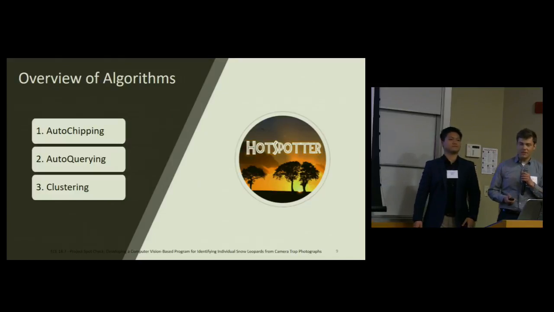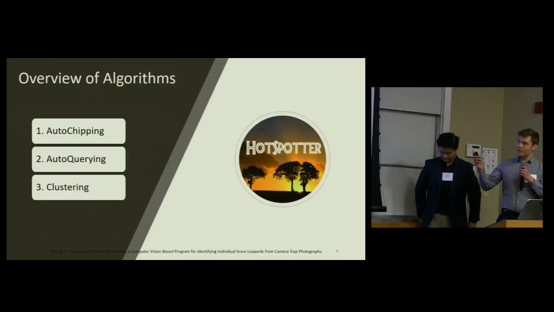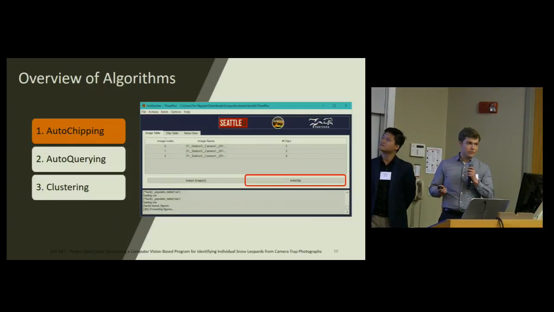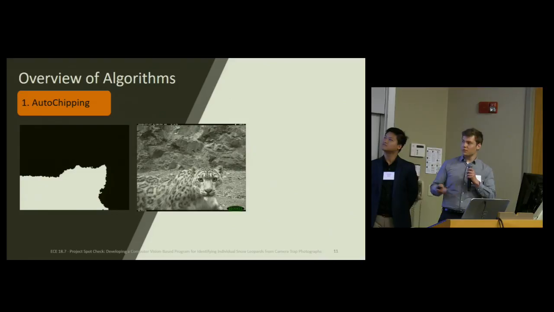All right, thank you, Tim. So 17.7 implemented these three algorithms: auto chipping, auto querying, and clustering. The first of them is called auto chipping. What auto chipping does is it looks through these templates. You can see one right here. Those are produced by Dr.